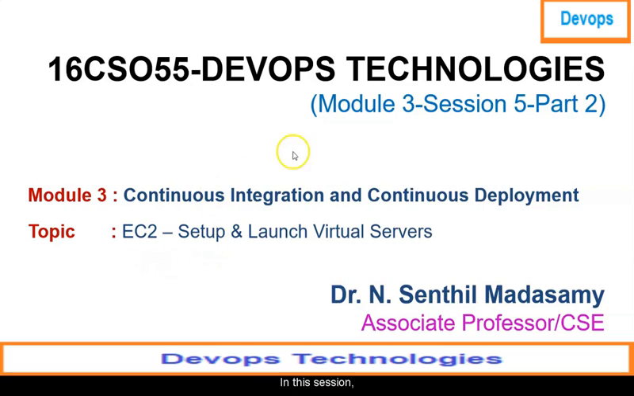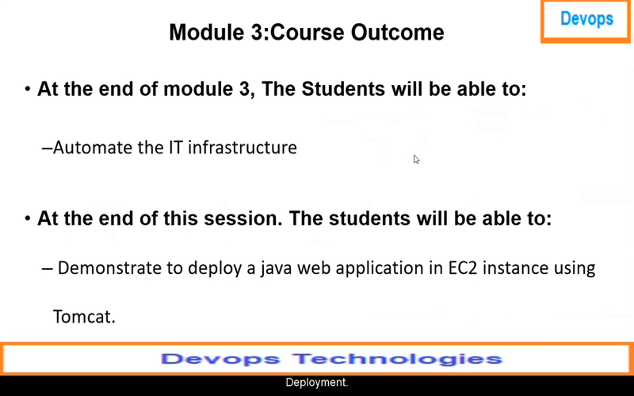Welcome to this session on EC2 setup and launch virtual servers for the one-credit course of DevOps technologies. In this session, the topic to be covered is EC2 setup and launch virtual servers under Module 3, continuous integration and continuous deployment. At the end of Module 3, the students will be able to automate the IT infrastructure. At the end of the session, the students will be able to demonstrate how to deploy a Java web application in an EC2 instance using Tomcat.